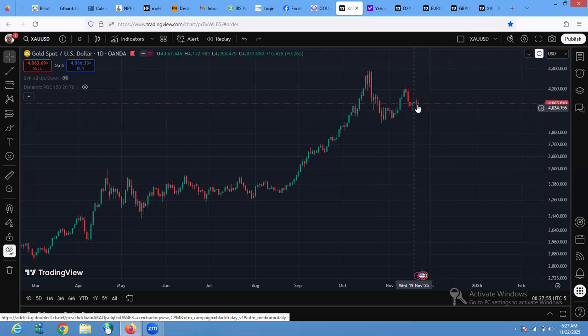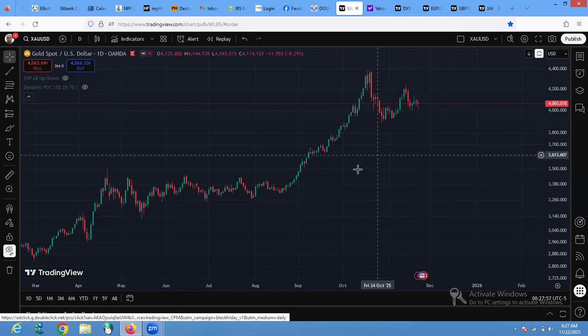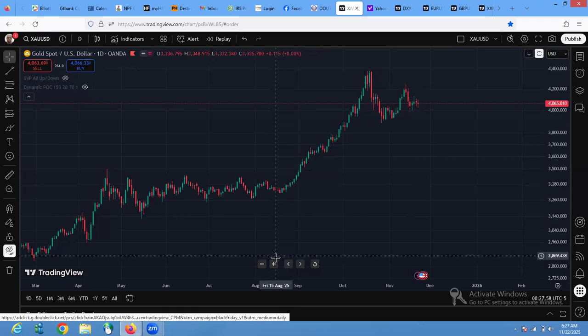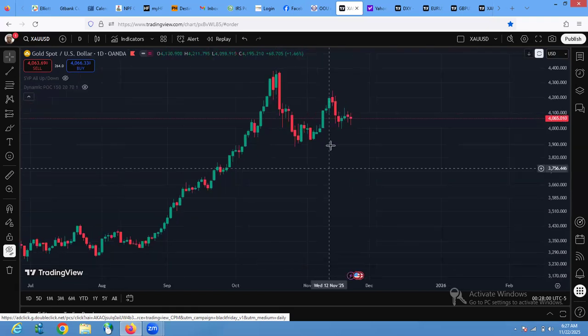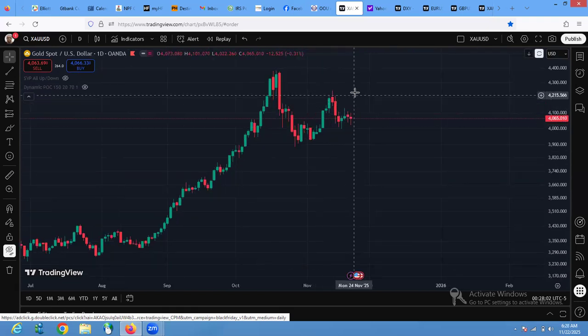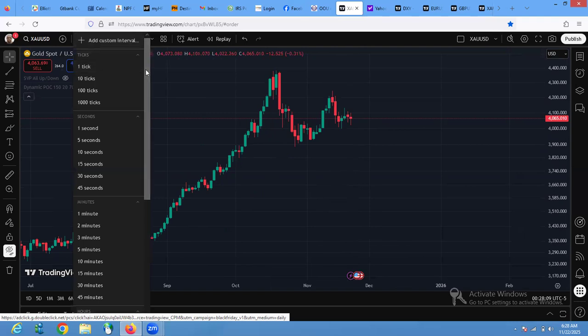But this seems not done yet. What do we see here? A lot of consolidation here. I don't expect price is going to go up to break the top for now. But what can we see on a 4-hour time frame here?